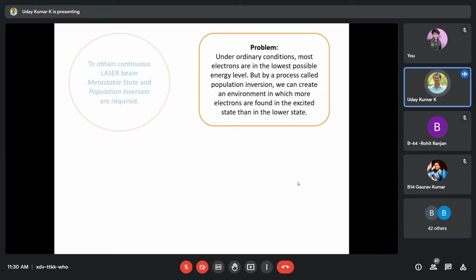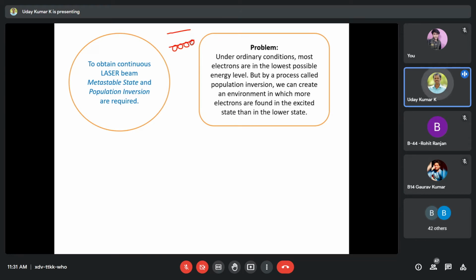So how do you create it? To obtain this process, you need to have a metastable state. Now, why do you need a metastable state? That you need to understand. Imagine that you have only two energy levels, and that you initially have four atoms at the ground state.